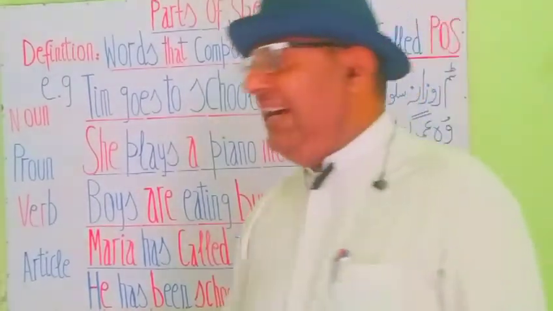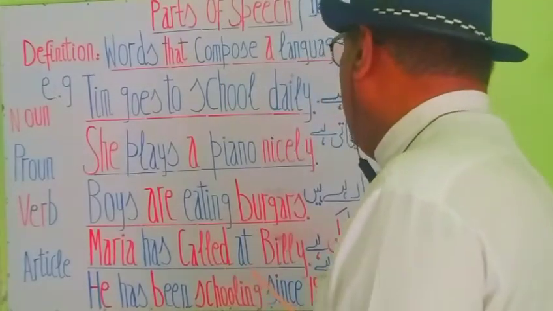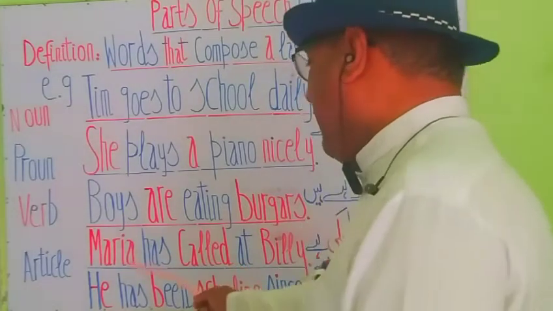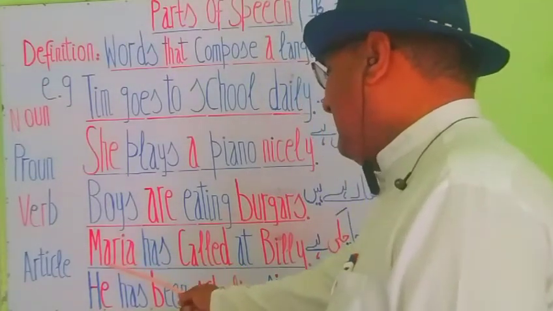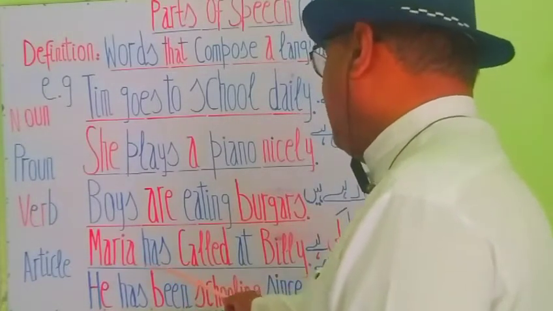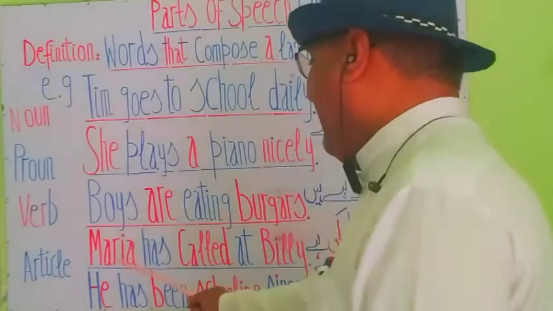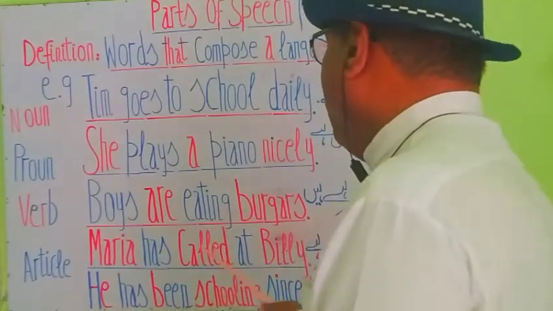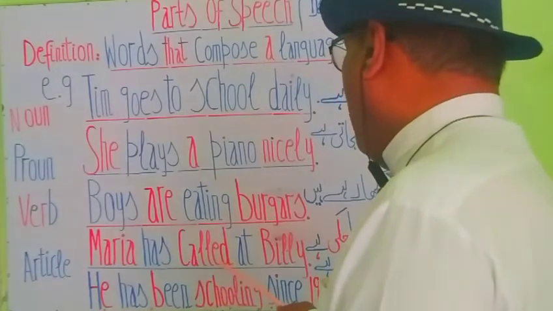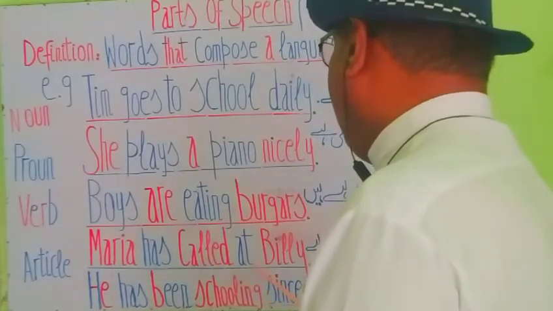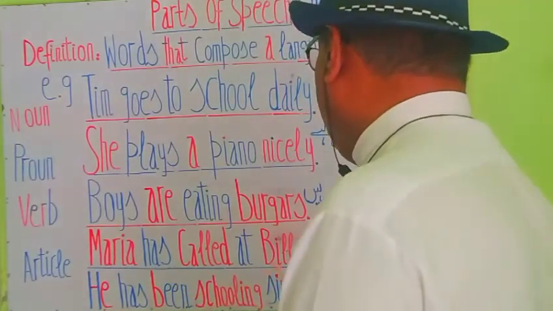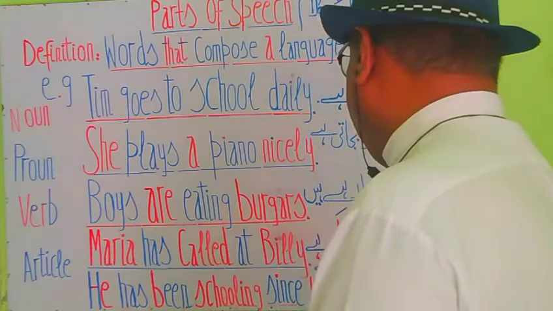So here see that at is a preposition and called is a verb. Verb is an action word and Maria is a noun. So this statement shows the parts of speech used in it. Maria has called at Billy. Maria is a noun. Has is an helping verb and called is a principal verb. At is a preposition and Billy is a noun.